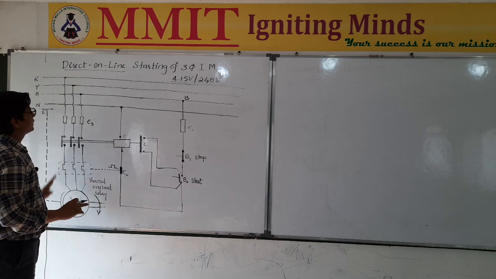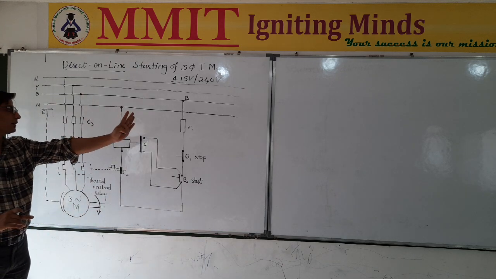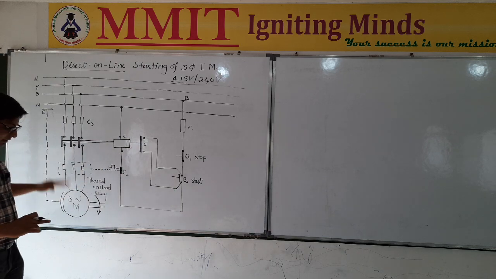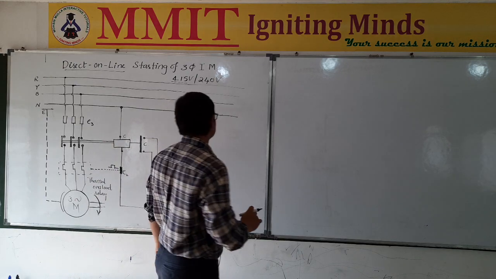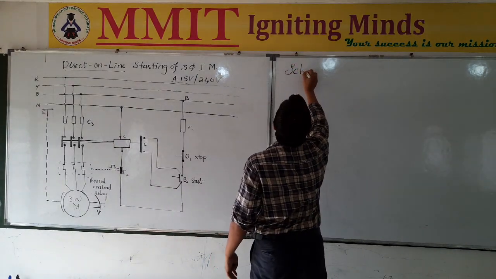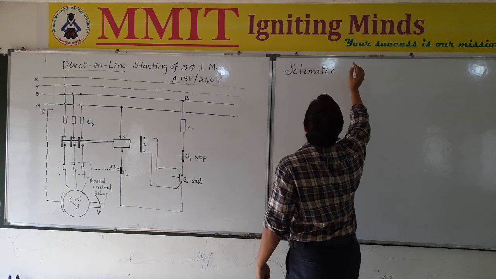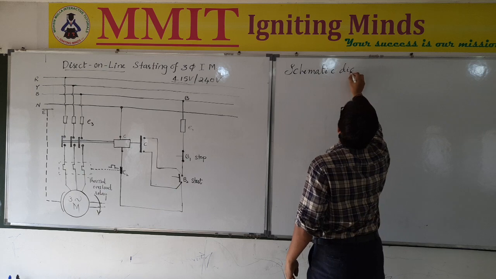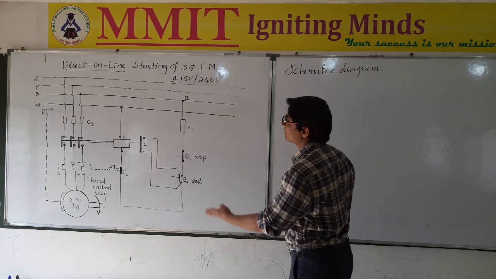Okay, so I hope you have understood the working of this simple starting of the three-phase induction motor, as well as the protection against the overload condition and the short circuit condition. Now the second important thing is to draw the schematic diagram. So now let us see how we can draw the schematic diagram. The schematic diagram is very important because it will directly show us the working in a very simple way. So we are going to see that here.